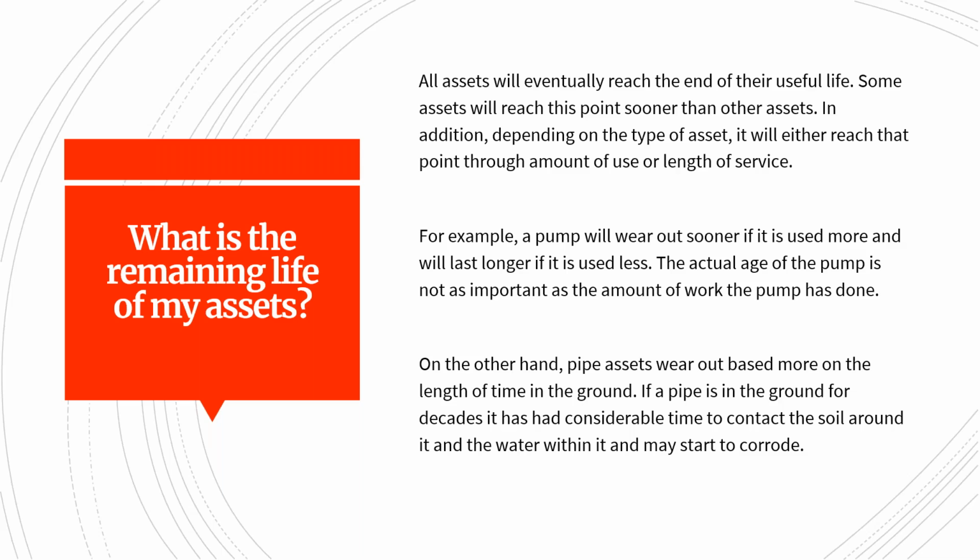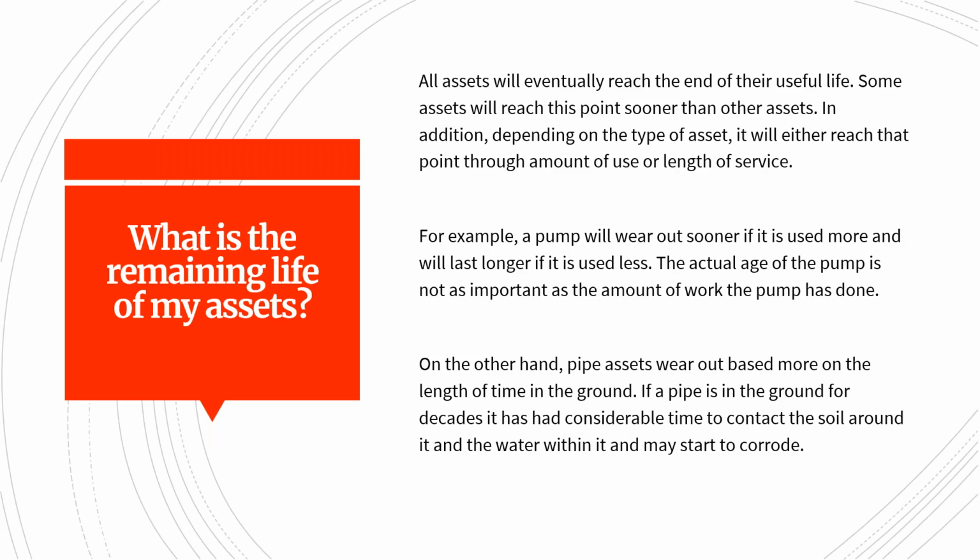For example, a pump will wear out sooner if it is used more and will last longer if it is used less. The actual age of the pump is not as important as the amount of work the pump has done. On the other hand, pipe assets wear out based more on the length of time in the ground. If a pipe is in the ground for decades, it has considerable time to contact the soil around it and the water within it and may start to corrode.